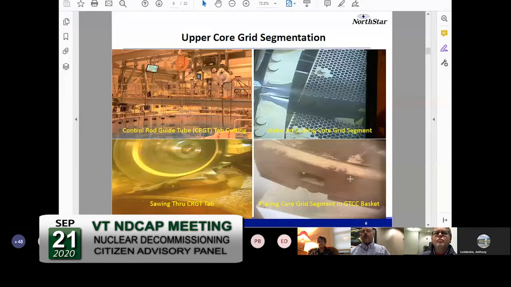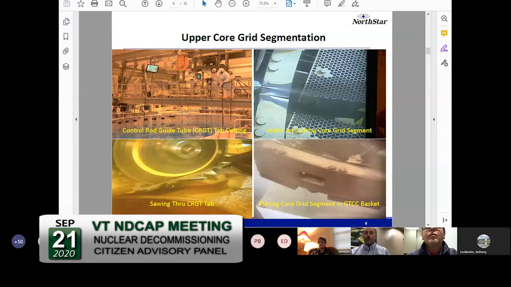Thank you. So, hard to tell exactly what's happening in a number of these. You can see people working above the reactor core in the upper left-hand corner. To the right, you can actually see the nozzle coming out of the left side of the picture and the high-pressure water jet system cutting one of the core grid segments. On the bottom left-hand corner, you can see one of our underwater saws cutting through one of the control rod guide tube tabs so the bolts can be removed and the guide tubes themselves can be pulled out. And then in the bottom, you can see they're placing one of the pieces of equipment into a basket.